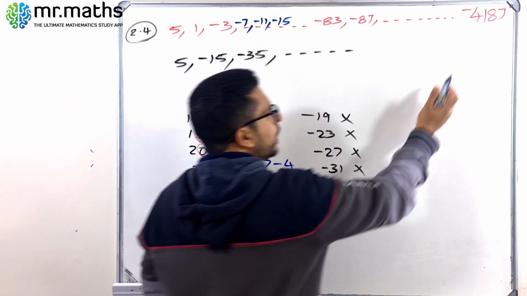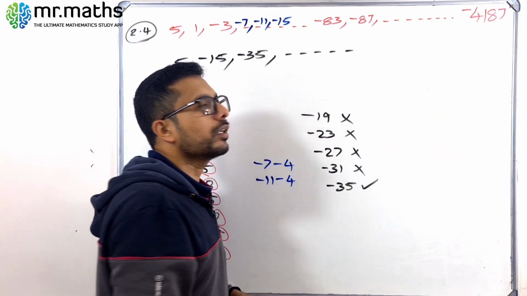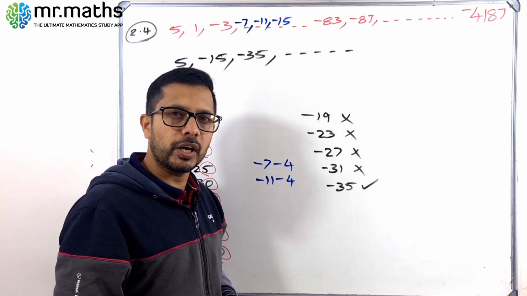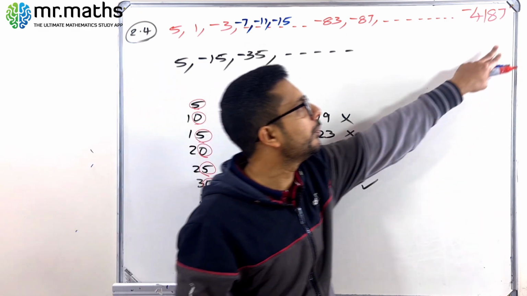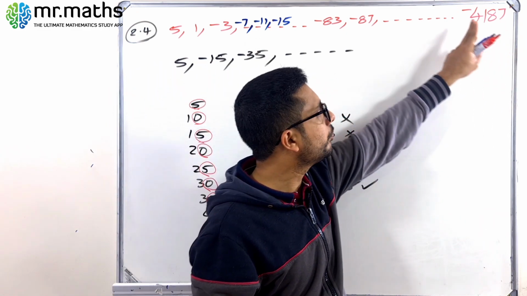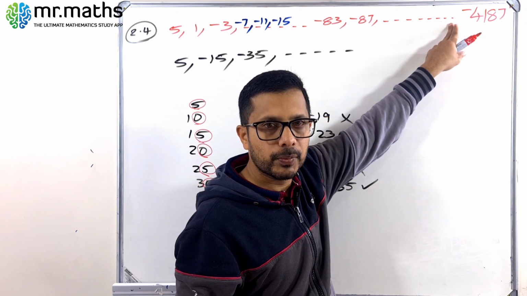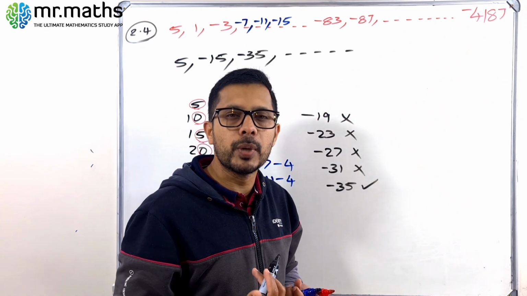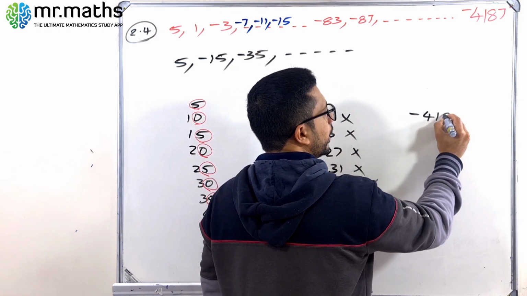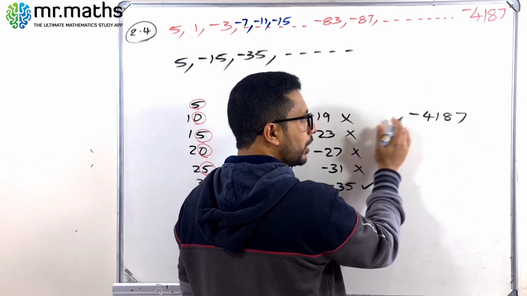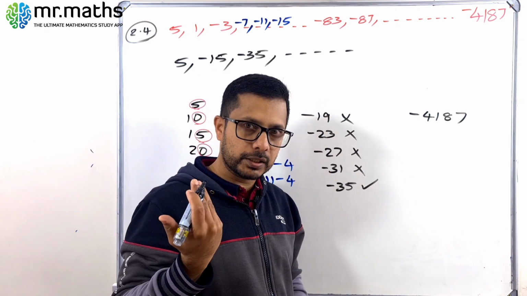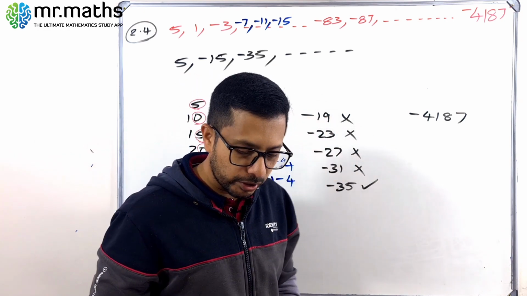Now here the last term, minus 4187, is it divisible by 5? No, because the last digit is 7, so it is not divisible by 5. So we have to find the previous term that is divisible by 5. Okay, so for minus 4187, what is the previous term? That means the numbers before that. Okay, so how can you find that one?